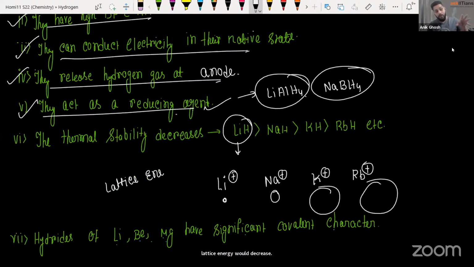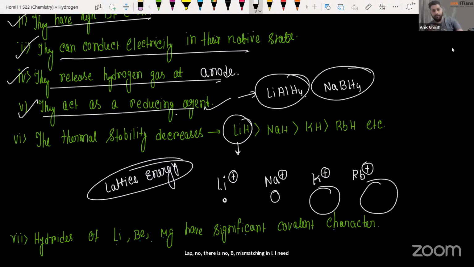No, beta, there is no orbital mismatching in ionic compounds. Ionic compounds don't go for orbital matching, right? It is for covalent compounds. For ionic compounds, we call it lattice energy. What is lattice energy? It's the ionic energy, if I say. You can clearly understand a small atom with a positive charge would be more dense than an atom this big with one positive charge. Where do I have more charge density, guys? Definitely in lithium.